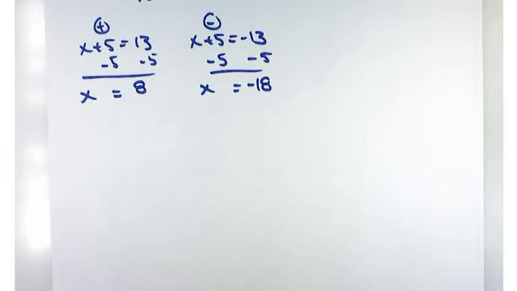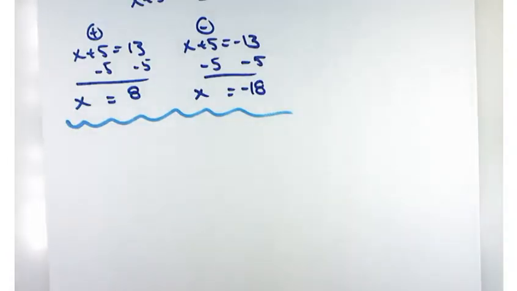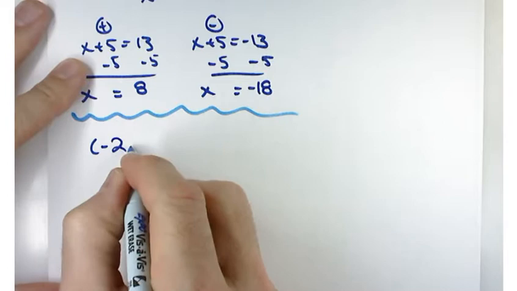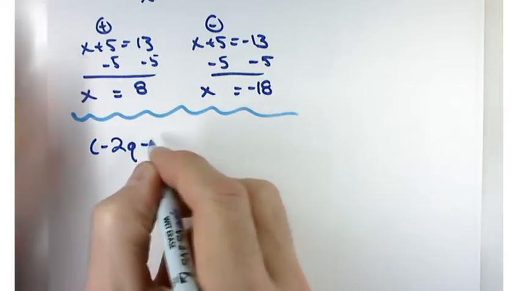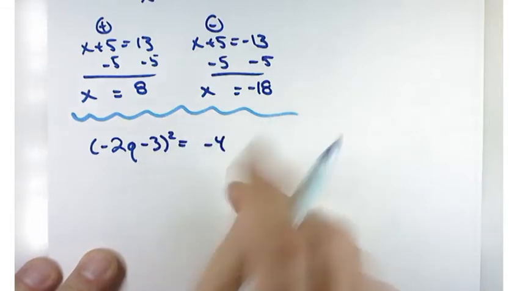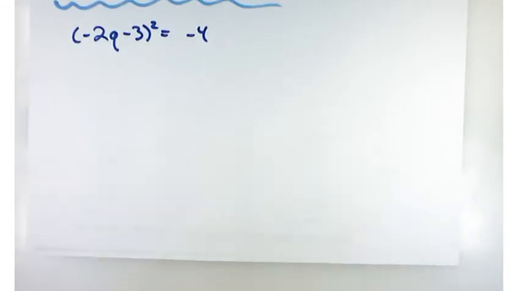Ricky, let's see if we get to your question, if we somehow answer your question in this one. So, same kind of problem as the last one, just a little bit more involved because of some of the negative signs. So, negative 2q minus 3 squared equals negative 4. Can we go anywhere on this one? What should we do?